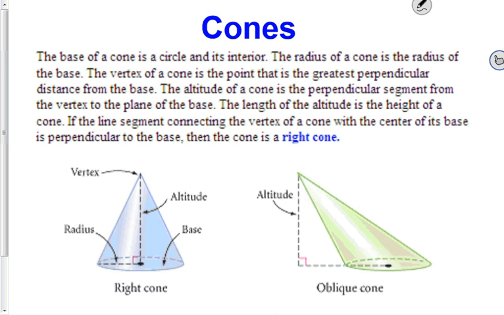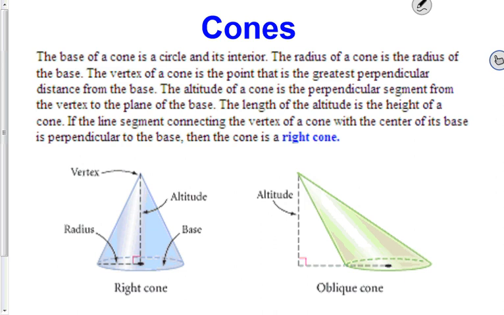Next, we talk about cones. The base of a cone is a circle and its interior. The radius of a cone is the radius of the base. The vertex of a cone is the point that is the greatest perpendicular distance from the base. The altitude of a cone is the perpendicular segment from the vertex to the plane of the base. The length of the altitude is the height of the cone. If the line segment connecting the vertex of a cone with the center of its base is perpendicular to the base, then the cone is a right cone.